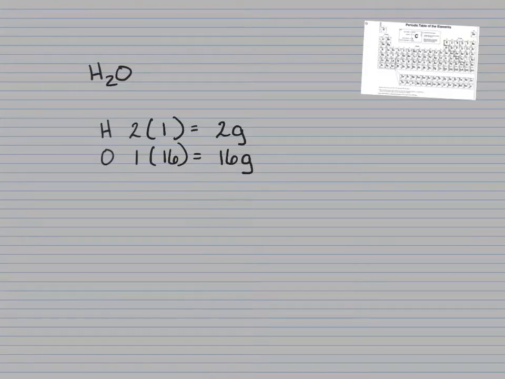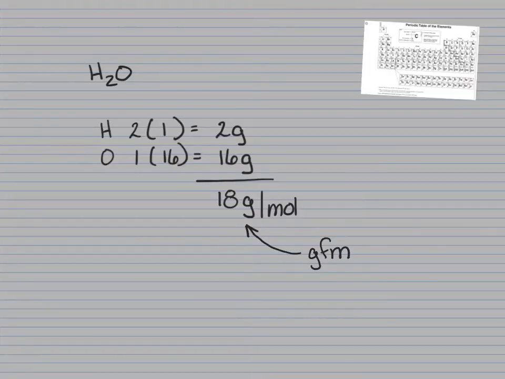Let's put an equal sign there. And then we can add these together, 2 plus 16, and we can say that we have 18 grams per mole. We don't know what a mole is yet, but a mole is a unit that we use in chemistry that represents a group of water molecules. And we can say we have 18 grams every time we have 1 mole of water. That is our gram formula mass. This number right here is the gram formula mass.